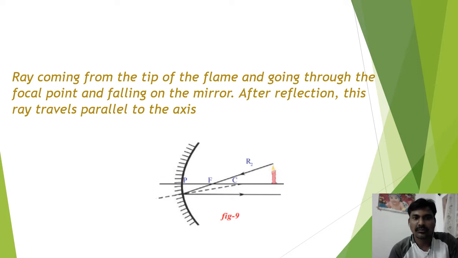Ray coming from the tip of the flame and going through the focal point and falling on the mirror, after reflection, this ray travels parallel to the axis. So here the ray that is passing through the focal point and falling on the concave mirror is reflected and it is passing parallel to the axis. So the incident ray passing through the focal point, after reflection, travels parallel to the principal axis.